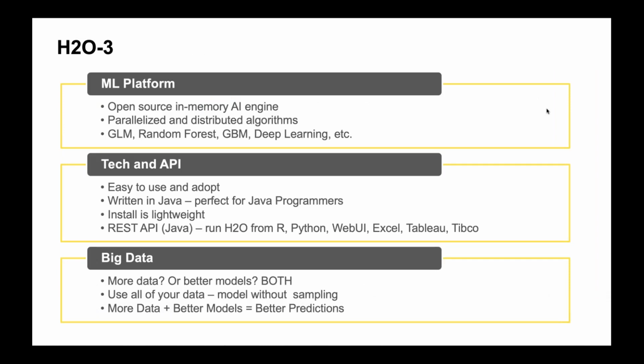So H2O-3, let me just start with why do we call it H2O-3? It's the third major version of our open source platform, and it has been called H2O-3 for a couple of years already. So it is foremost a machine learning platform. It's a fully open source, in-memory AI engine. The key thing about it is that it can build models and run algorithms in a fully parallelized and distributed fashion. Some of the algos that would be interesting for us are generalized linear models, random forest, gradient boosting machines, and some deep learning algos.